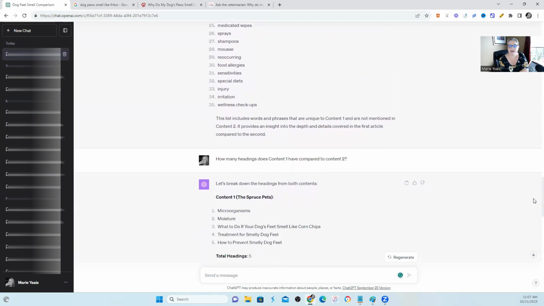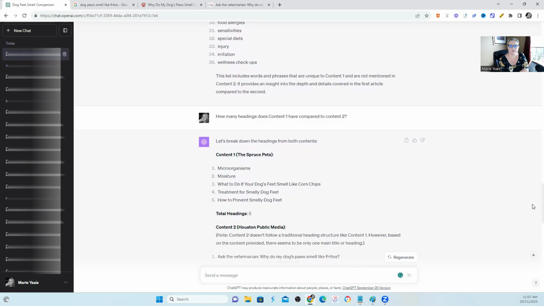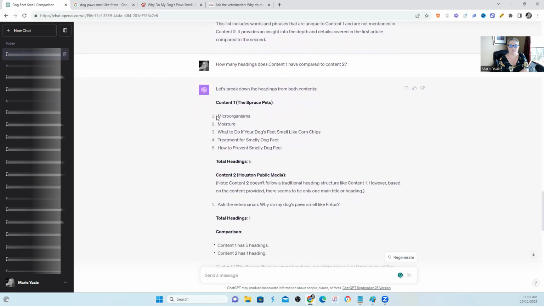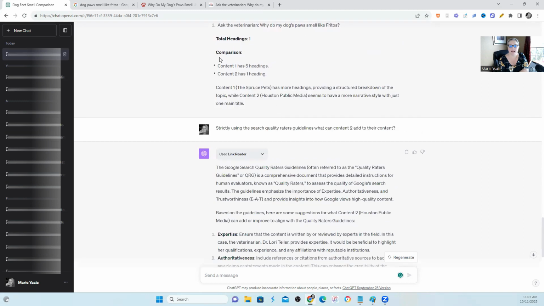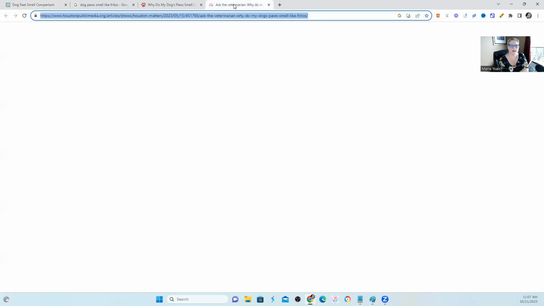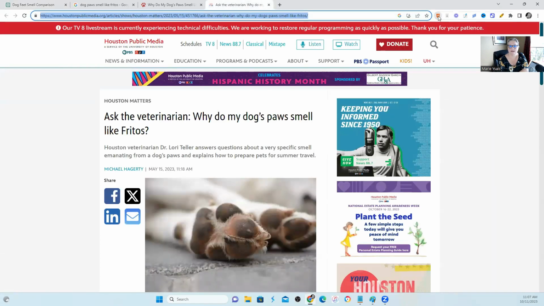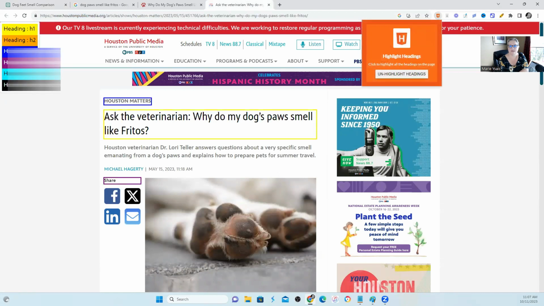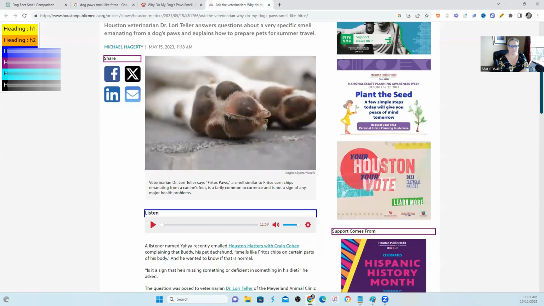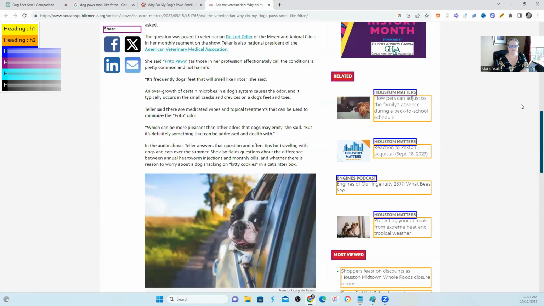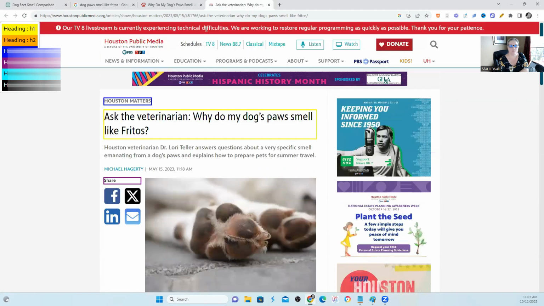I asked, how many headings does content 1 have compared to content 2? So it gives me the breakdown of headings for content 1, and then the breakdown of how many headings content 2 has. Content 1 had 5 headings. Now it says content 2 had 1 heading. Let me check real quick. I didn't even look, but let's look real quick because sometimes they're not right. Well, it is correct. They literally have 1 heading.